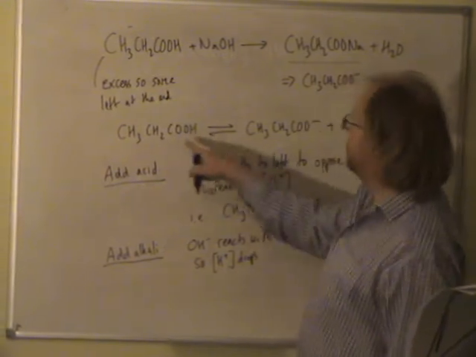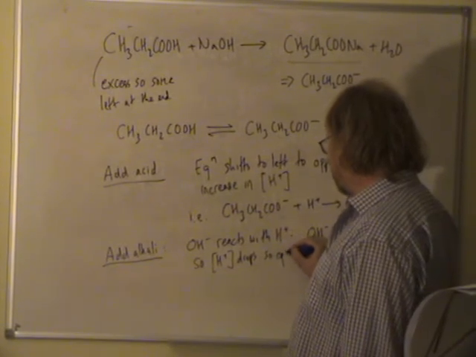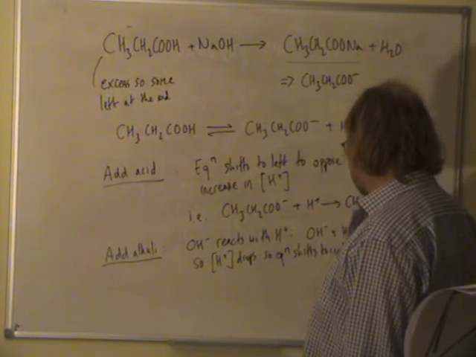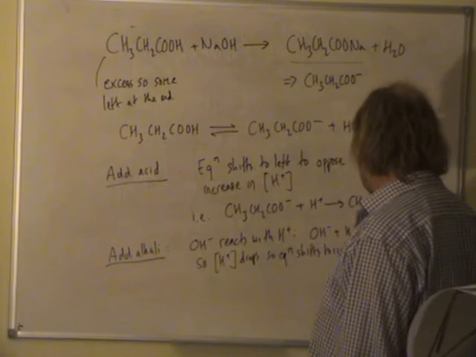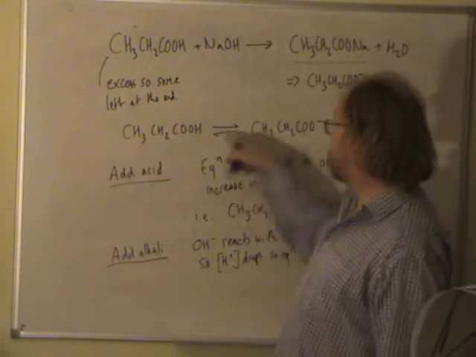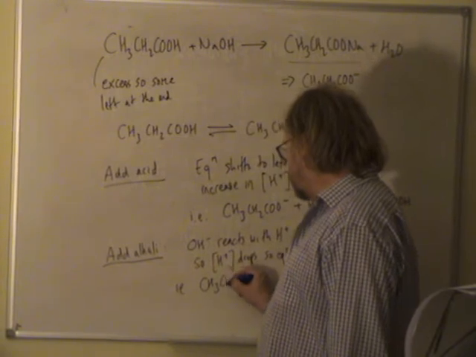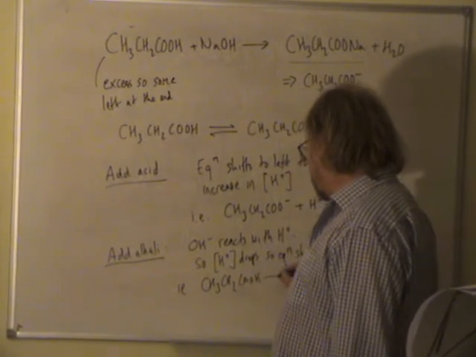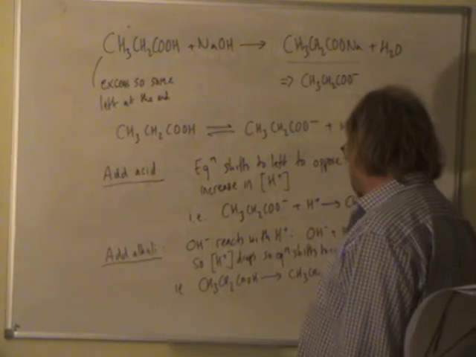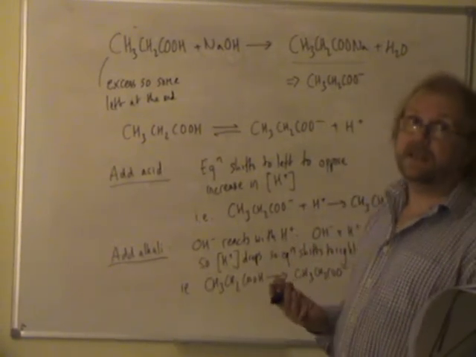but if the H plus drops, this equilibrium will shift to the right to oppose that. So you say, so the equilibrium shifts to the right to oppose this. And then again, just spell that out in terms of this equilibrium. In other words, it's just the forward reaction, i.e. CH3CH2COOH goes to CH3CH2COO minus plus H plus. And that's actually all you need to get all the marks.